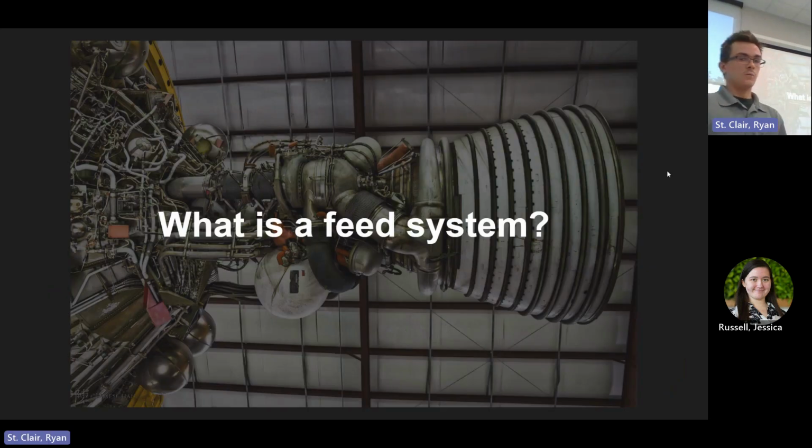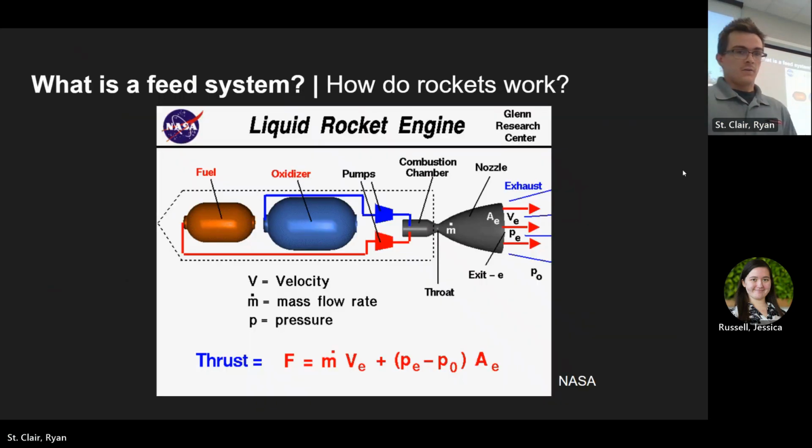So I'm going to go over what a feed system is. If you're designing a rocket, or you're interested in this club but don't really know what goes into a rocket engine, a feed system is a big part of that. So I'll go over that. How do rockets really work?